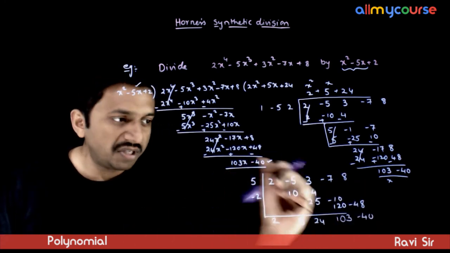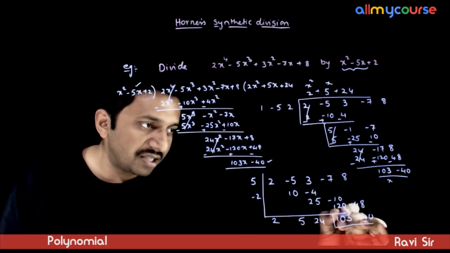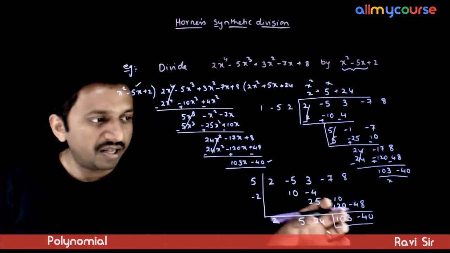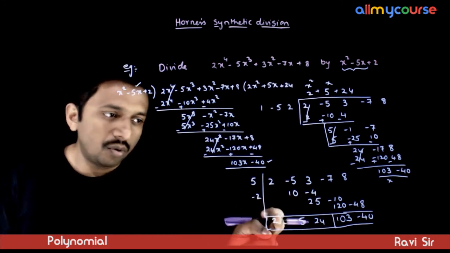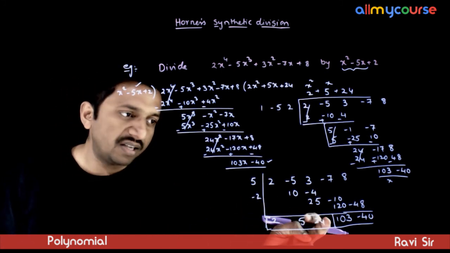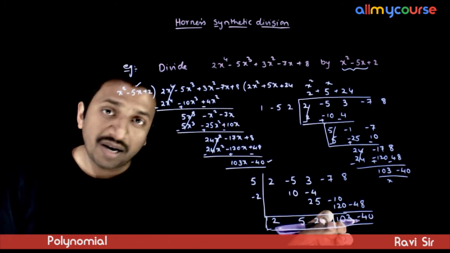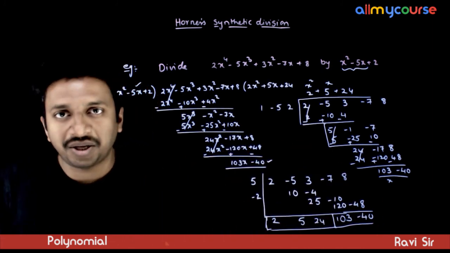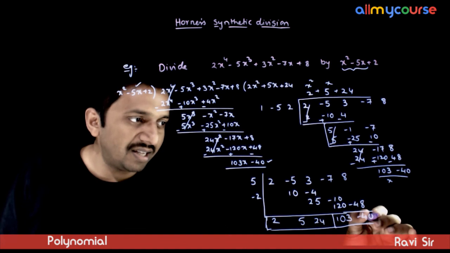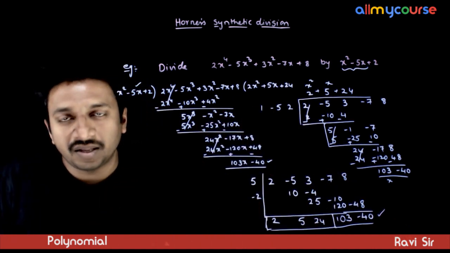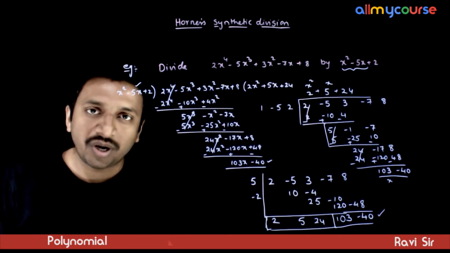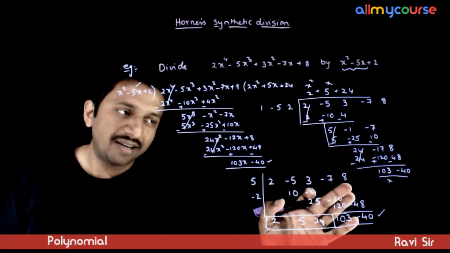So you have two terms here. Just the last two terms go to the remainder. The first three terms go to the quotient. The quotient is 2x^2 plus 5x plus 24, and the remainder is 103x minus 40. I hope you can see that this process is easier than the remaining two processes. Now let us take some more examples and directly practice this method.